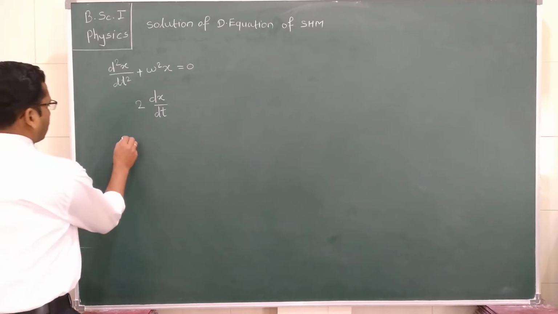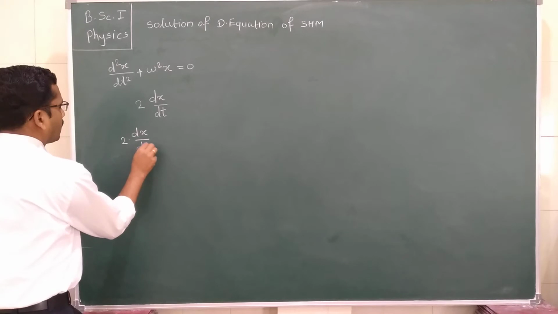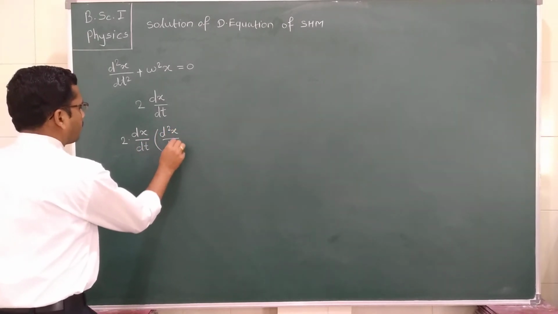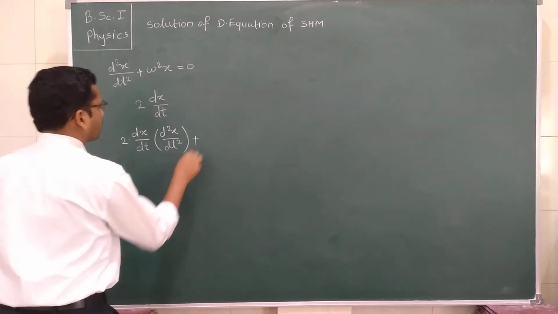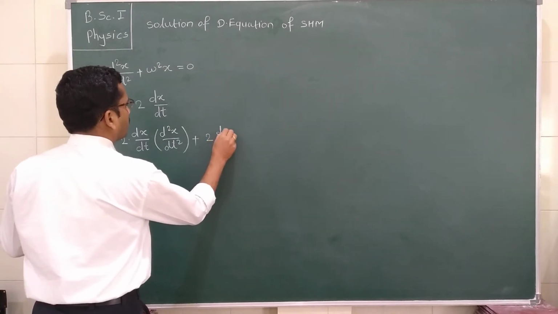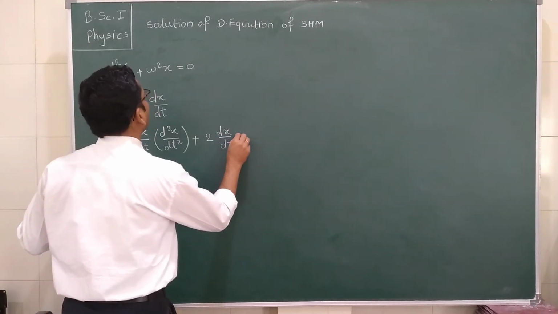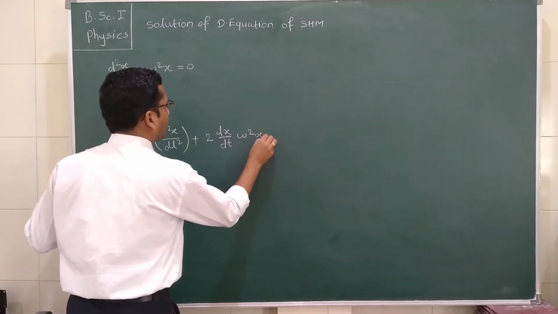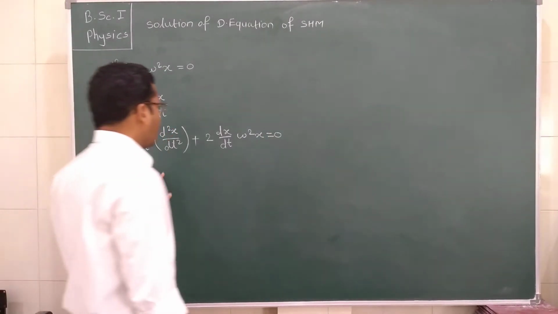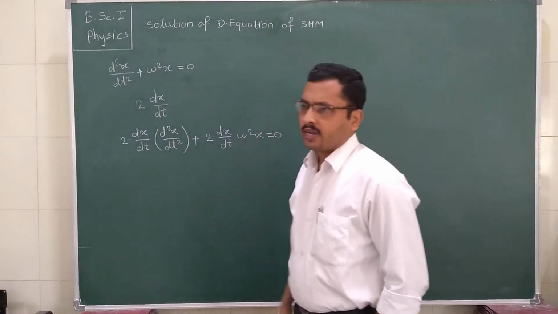So it is 2 into dx by dt into d2x by dt square plus 2 into dx by dt into omega square multiplied by x is equal to 0. So we multiply both the terms by 2 into dx by dt.